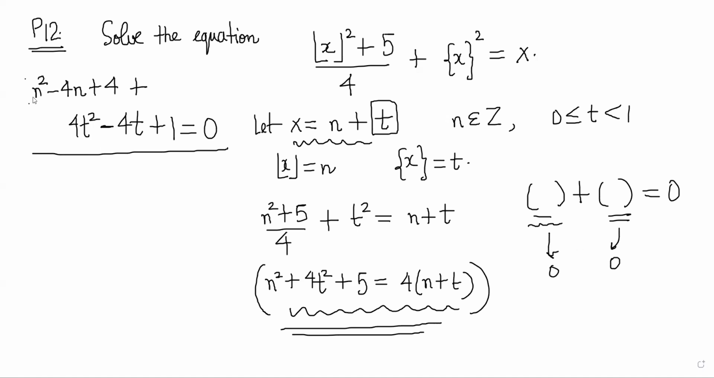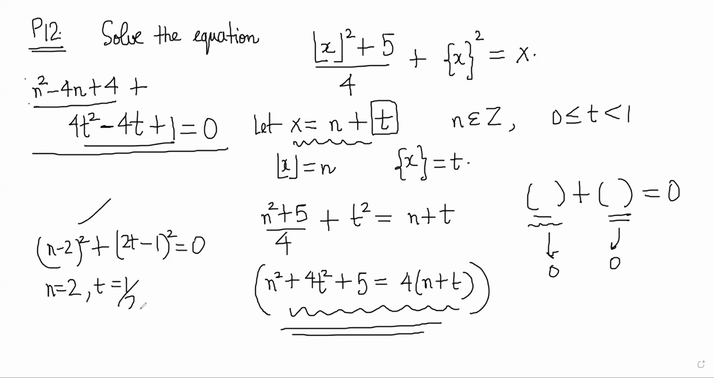So basically, this question becomes very simple if you bring everything on one side and realize that you can split it like this, and you get (n minus 2) whole square plus (2t minus 1) whole square is equal to 0. And now from here, n is 2 and t is half. And x is basically 5 by 2 for us then, right? Correct?